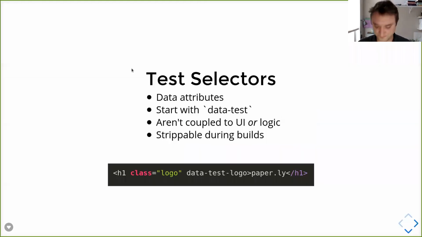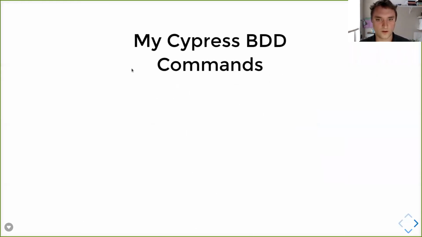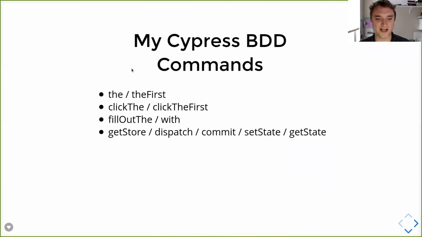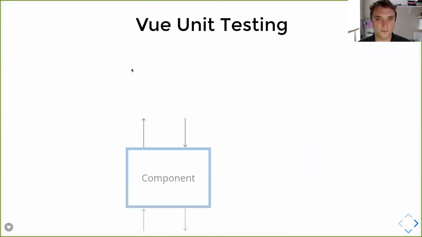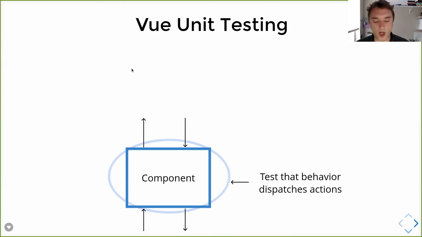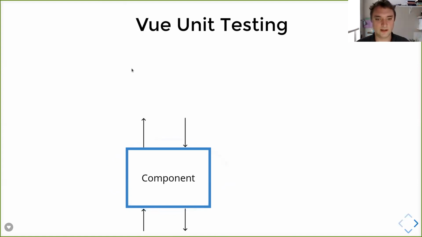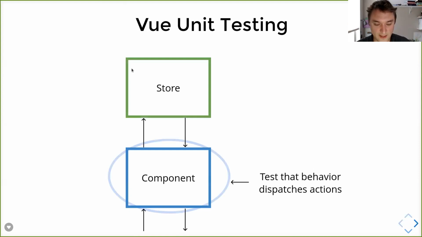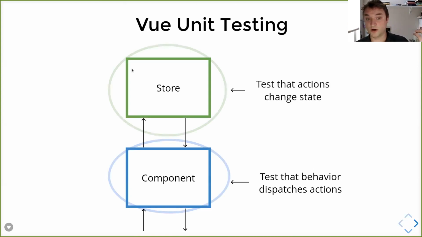So at this point, these are my custom Cypress commands, by the way. We're dealing with a component, that app component. And all we want to test in this is that the component dispatches actions. What happens after that is not really the component's business. And then we have a store. We want to test that when an action fires on the store, it changes the state. We want to test those individually.